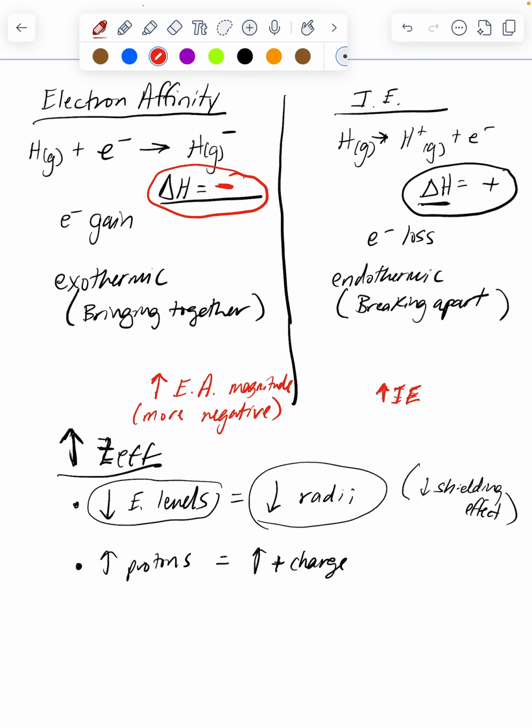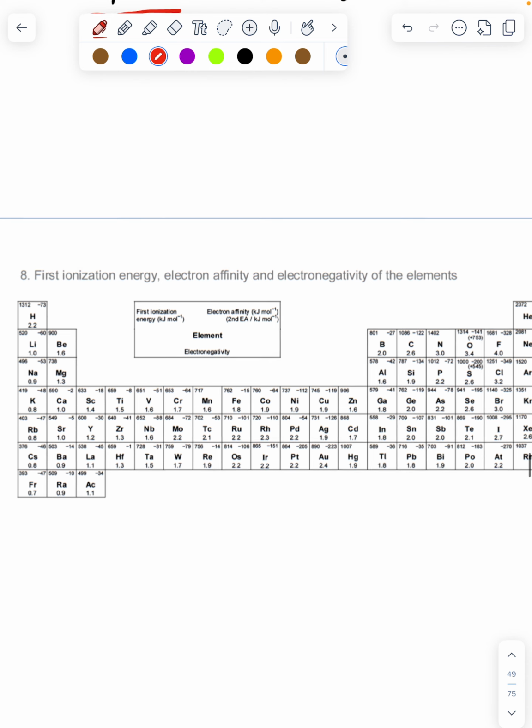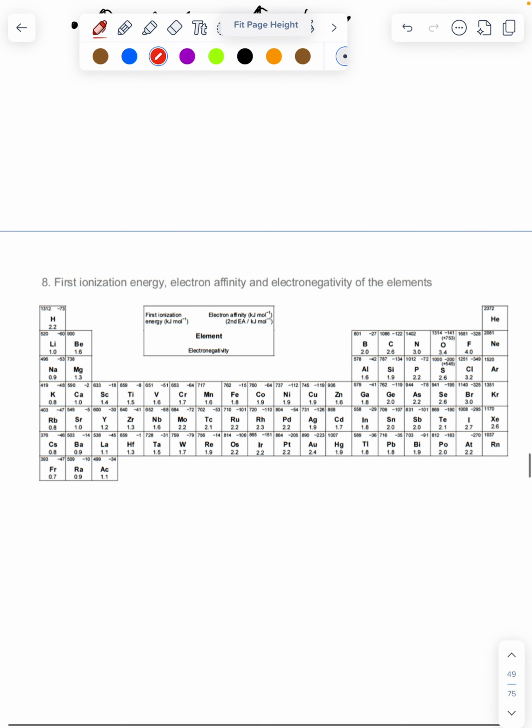And so we should see that towards the top of the table, and then towards the right-hand side of the table, where we increase protons, we should see the highest electron affinity and the highest ionization energy values. If we look in the data booklet, that's more or less what we see.